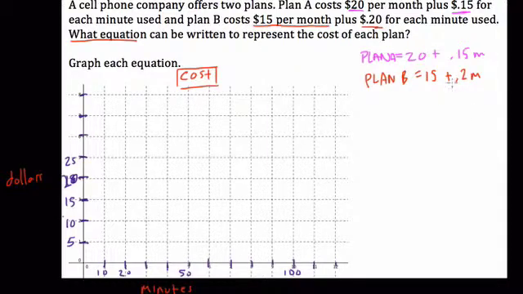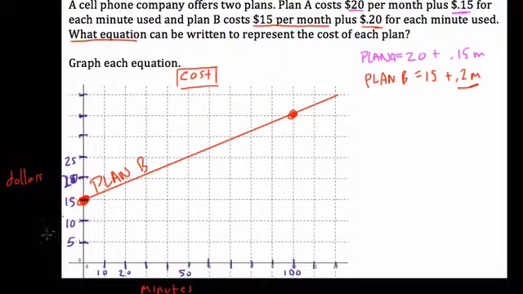So plan A, let's map that in red. It starts at $15. And then after 100 minutes, we'll have added $20 in cost because 0.2 times 100 is 20. So 20 plus 15 is 35, right? So we're over here. We only need 2 points to form any line, and that's it, we're done. So this is for plan A.